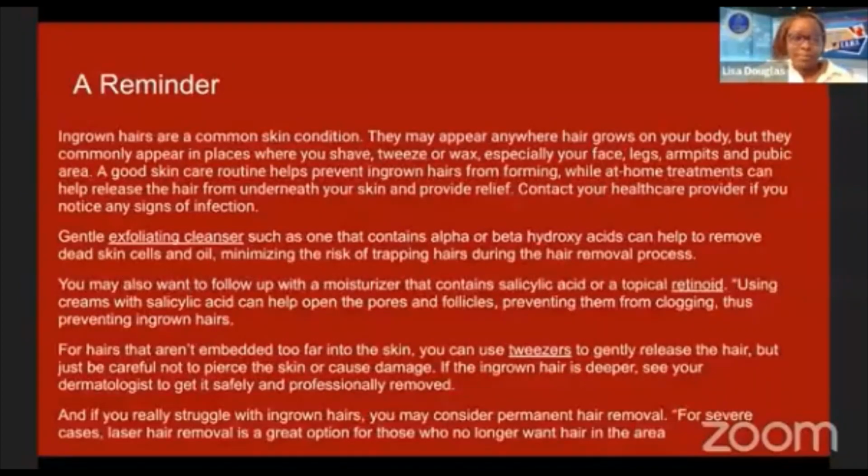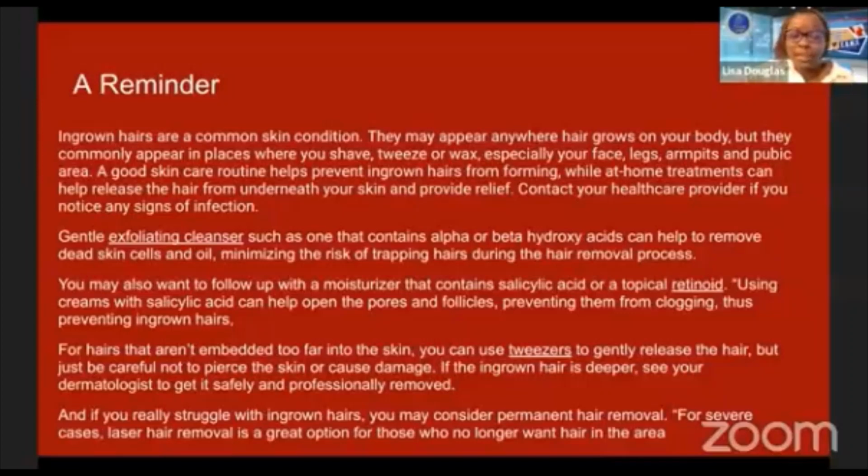A reminder, ingrown hairs are a common skin condition. They may appear anywhere hair grows on your body, but they commonly appear in places where you shave, tweeze, or wax, especially your face, legs, armpits, and pubic area. A good skincare routine helps prevent ingrown hairs from forming, while at-home treatments can help release the hair from underneath your skin and provide relief. Contact your healthcare provider if you notice any signs of infection.